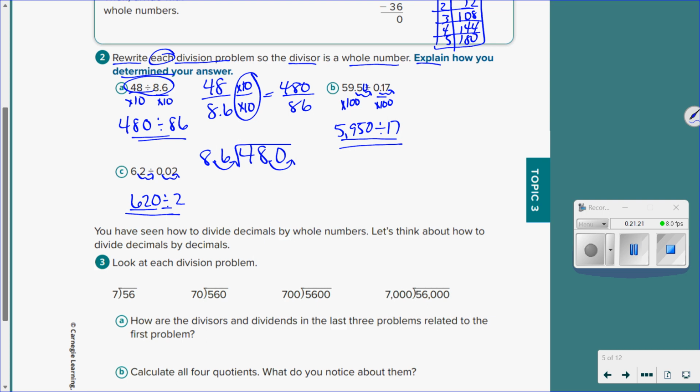So this one would have been 59 5/10 over 17 hundredths. So I'm multiplying both of those by 100 to give me 5,950 over 17. Or if I set it up underneath the house, 17 hundredths, I'm moving this twice, I move this twice, empty buckets get a 0.